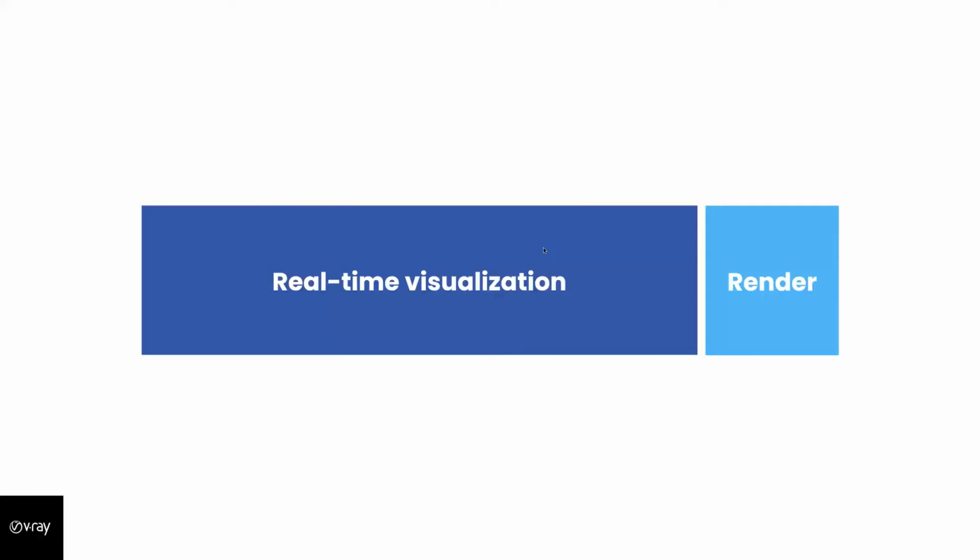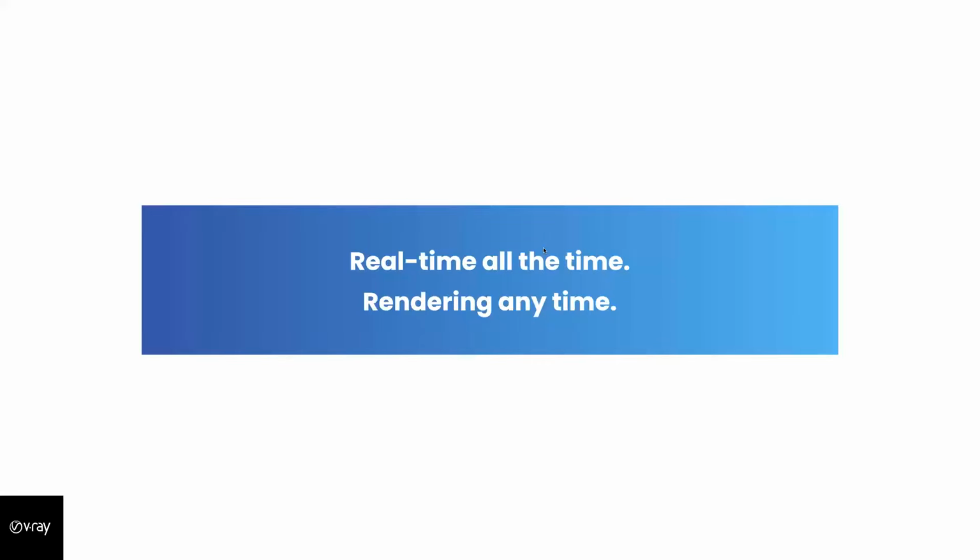But the thing is that we wanted to make sure that we had the full spectrum covered, and that there wasn't a gap between what you did in design and what you did in render. So really with V-Ray 5 for SketchUp, we're introducing this. It's a continuous spectrum where you have real time all the time and rendering at any time. So the entire process of visualization is fluid from start to finish.